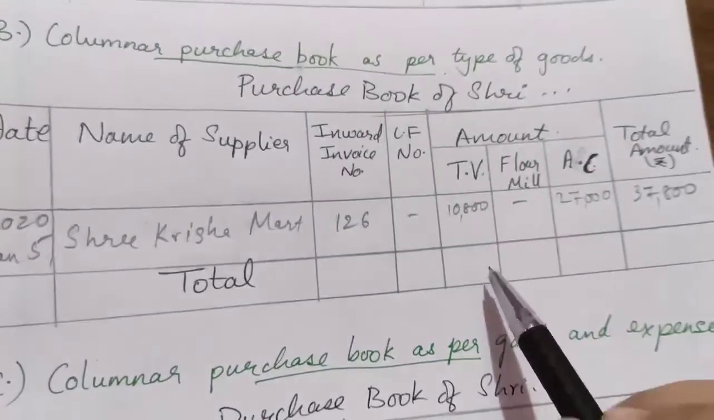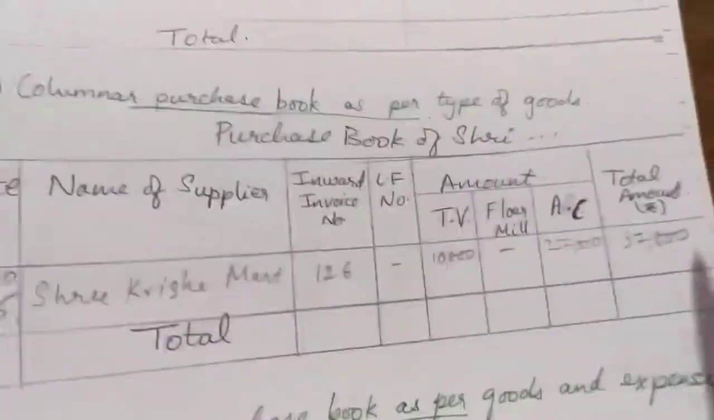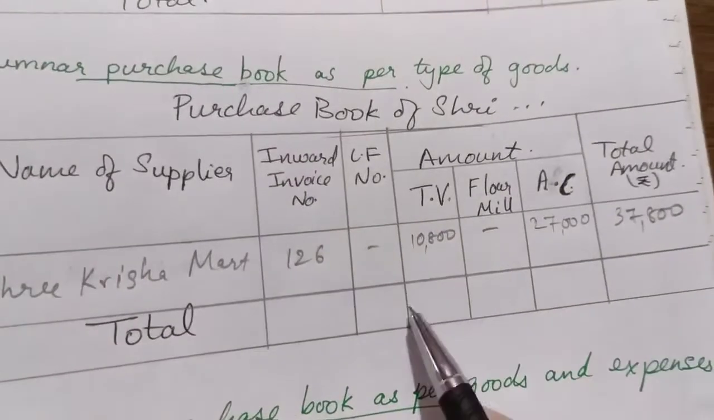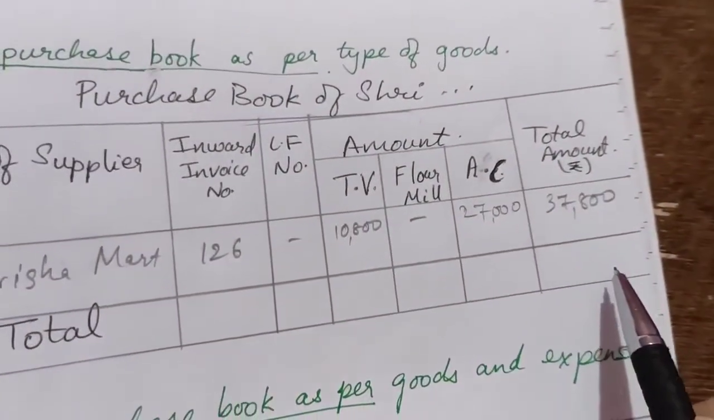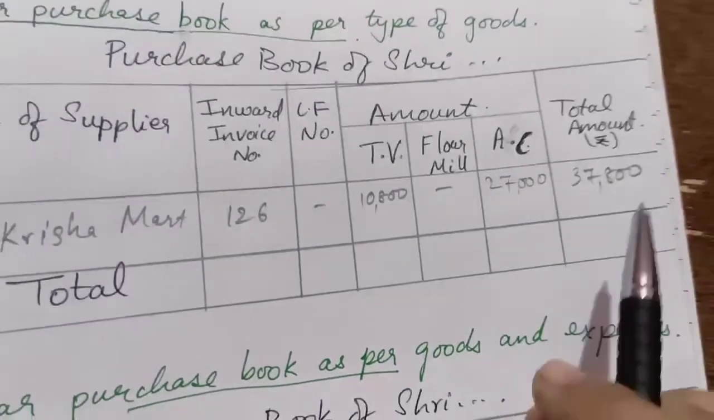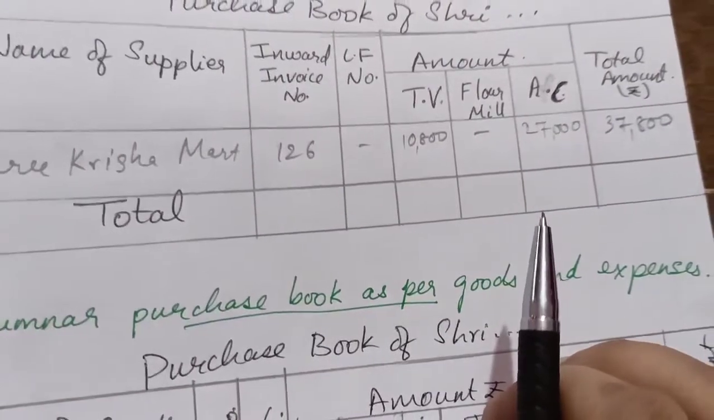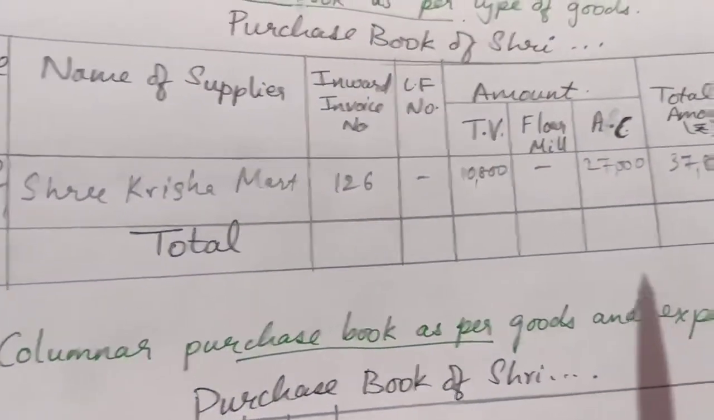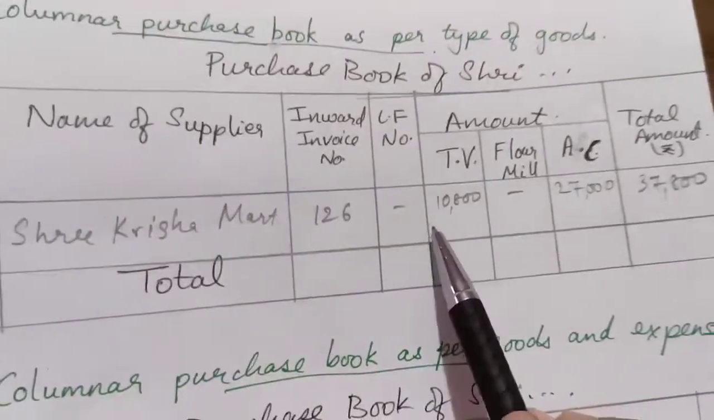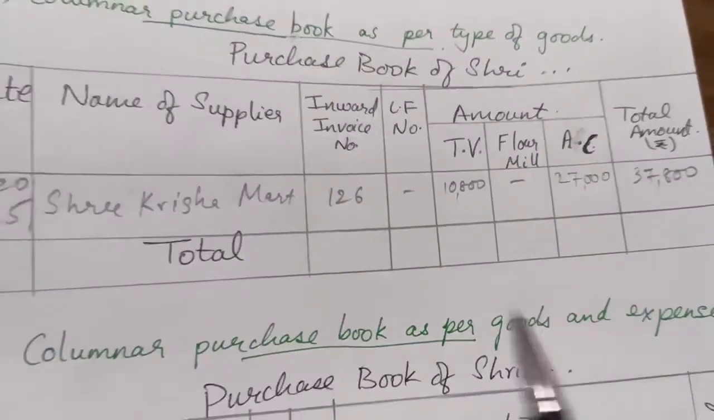In this way, after recording all the transactions, we have to do the total. Here the total of TV, flour mill, AC and the total combined. These three totals and this total should match with each other at the end. If not, then there is a problem somewhere. Either you have made a mistake in calculation, or the total amount will not come right. This way it will be right, and this way you need to tally. Fine.